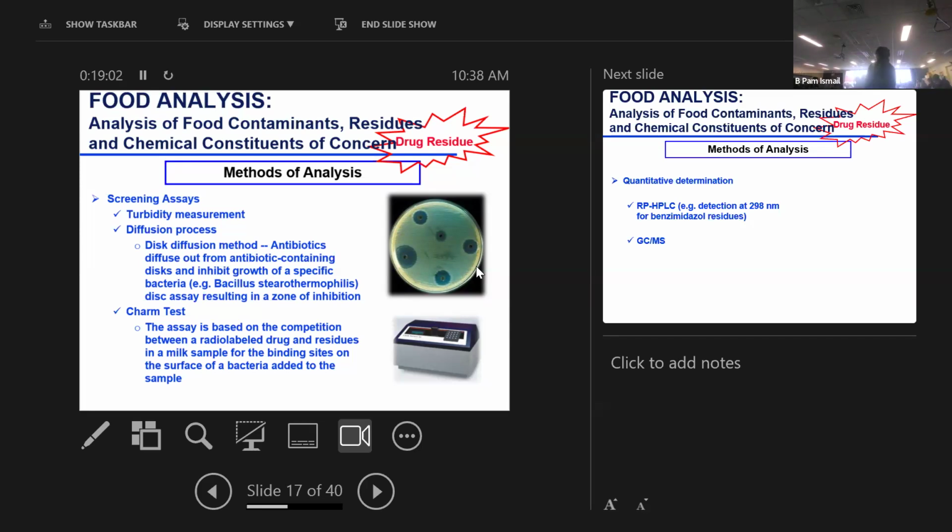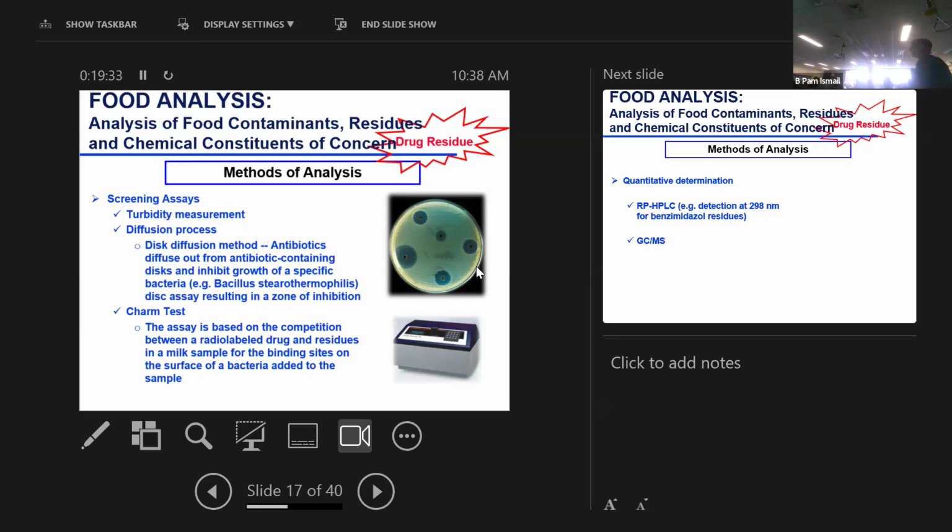So this is an agar, and you have little discs. I don't know if you can see, like little round discs that you put your milk sample in. And then you do your thing with microbiology to grow the bacteria. And then if there are antibiotics, they will seep out of the disc and you won't see any bacterial growth around that disc. So that indicates you have antibiotics.